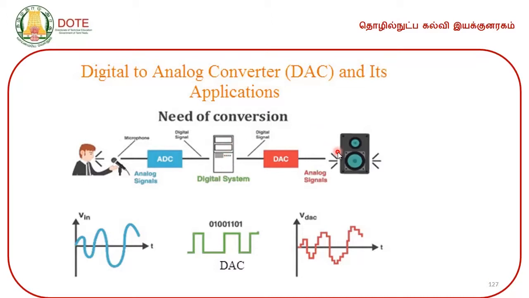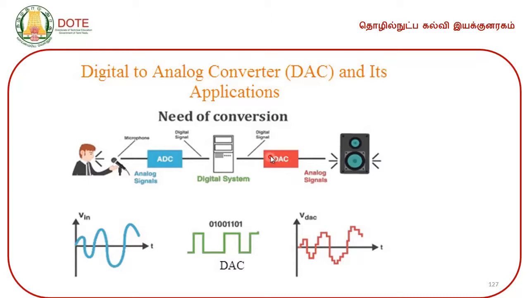the speaker, right. Speaker is an analog device which receives only the continuous variation of the signal with respect to time. So, here I need to convert my digital signal into an analog signal. So, here I need a digital to analog converter, right.